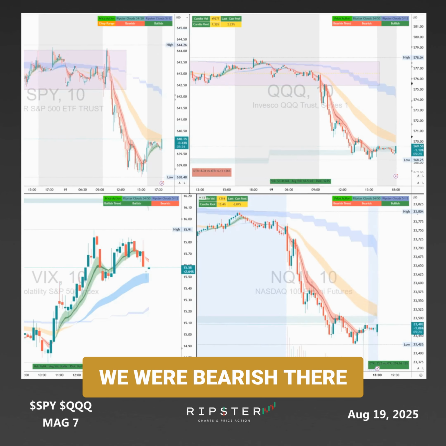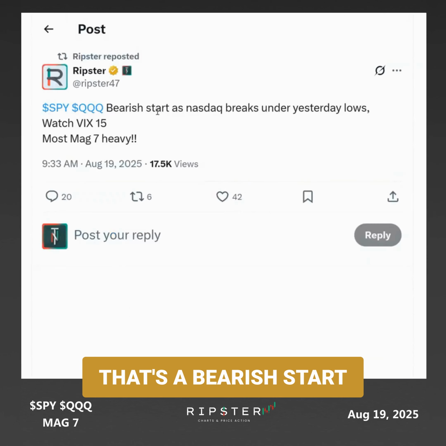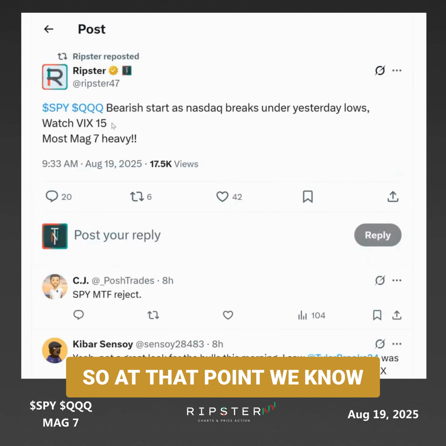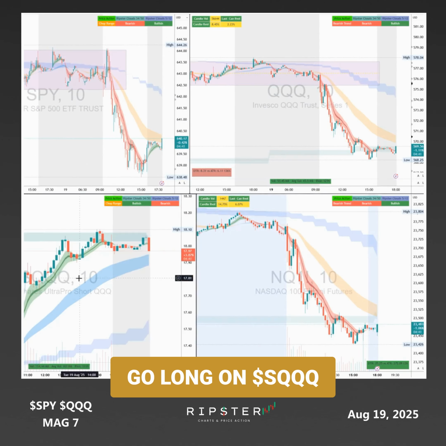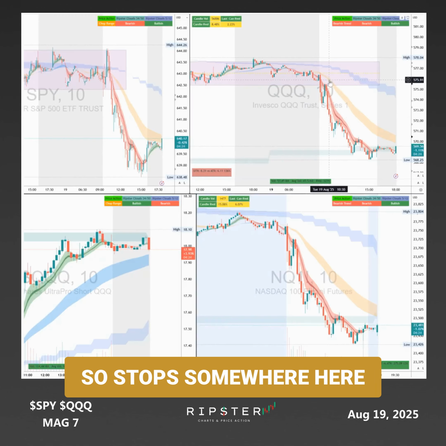So as soon as the market opened, we were bearish there. I did tweet it out as well that bearish start as Nasdaq breaks under yesterday lows. So at that point, we know that we are bearish. We're going to try to make profit of that bearish market. So we short it. You short QQQ or you can do leverage ETF. Go long on SQQQ. Put your stops as break even. So stop somewhere here over the 512.